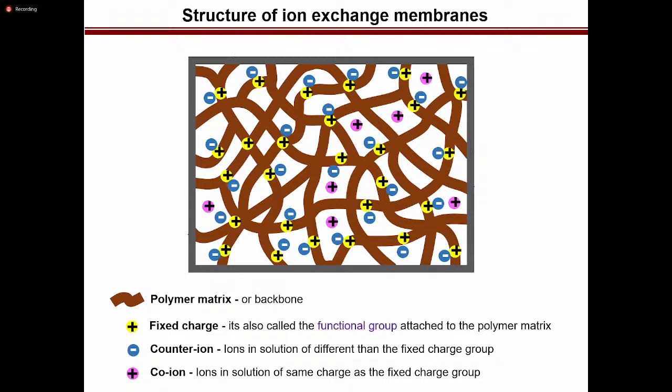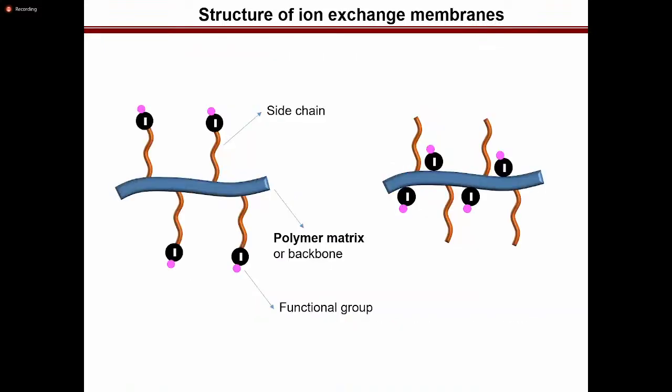So the functional group can be either positive or negative, depending on the type of membrane. If it is positive, we call it anion exchange membrane because it transports only anions. If it is negative, we call it cation exchange membrane because it transports only positive ions. So in another way of presentation, we can show it like this.